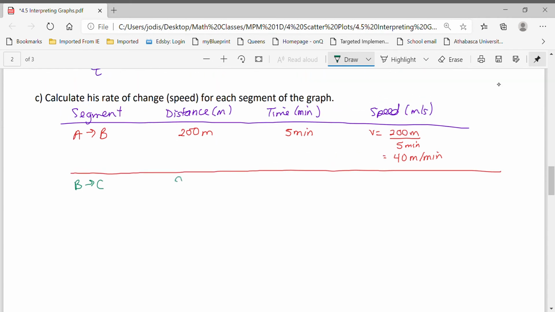Okay, my distance we said was 800 meters and my time was 5 minutes. So V equals 800 meters over 5 minutes, and we've got 160 meters per minute. Oh, wait, draw my line.